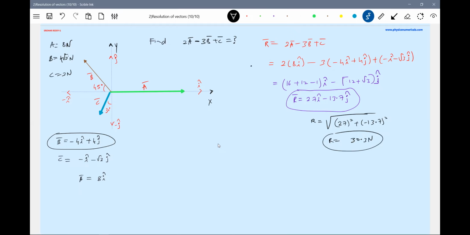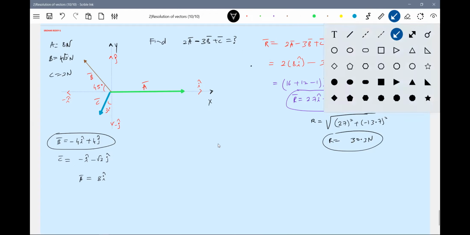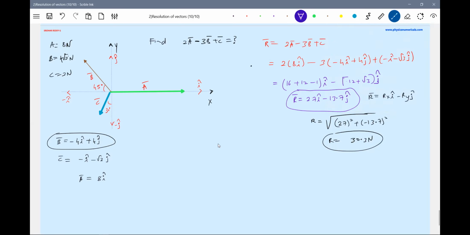Sir, can you show the vector diagram? This R bar, we can also write as Rx i cap minus Ry j cap. So why did you take the negative sign? Because if you look at the component, it will be along the negative y-axis. So where should you draw the triangle? Now the triangle has to come in.